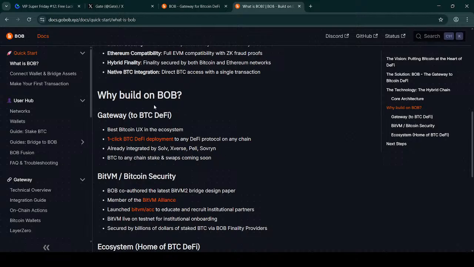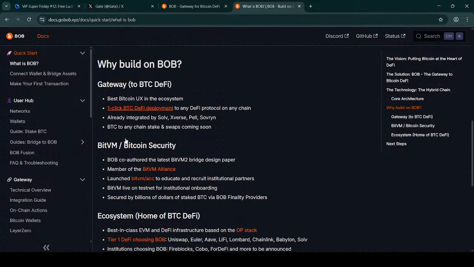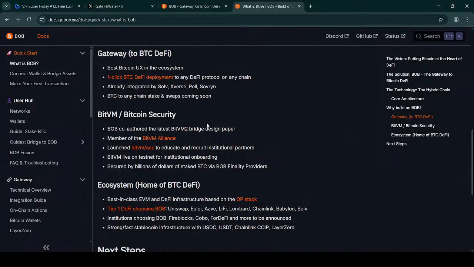So why build on BOB? It is the gateway to BTC DeFi, the best of Bitcoin UX and the ecosystem. One-click BTC DeFi deployment to any DeFi protocol on any chain, already integrated by Solv and others. BTC to any chain, stake and swap, coming soon.